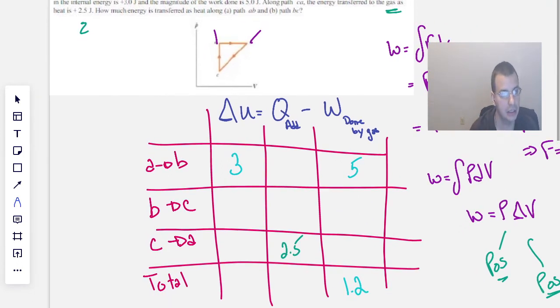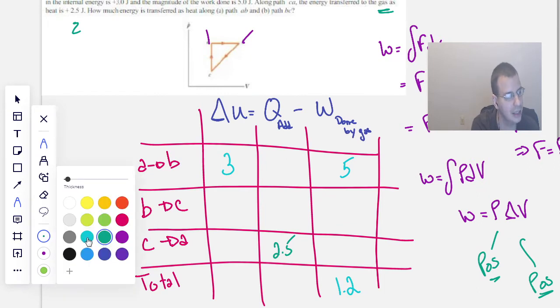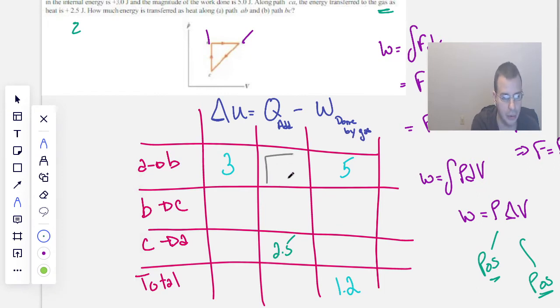Okay, so we're looking for... let me change colors just to add emphasis. No, that's a terrible emphasis. Green. Gray.